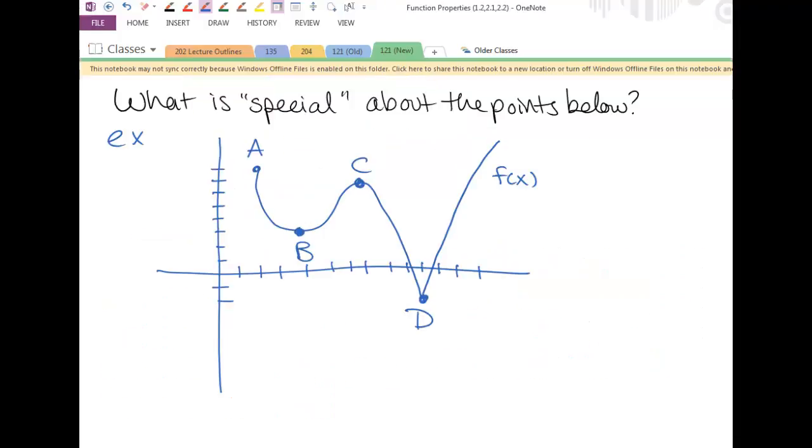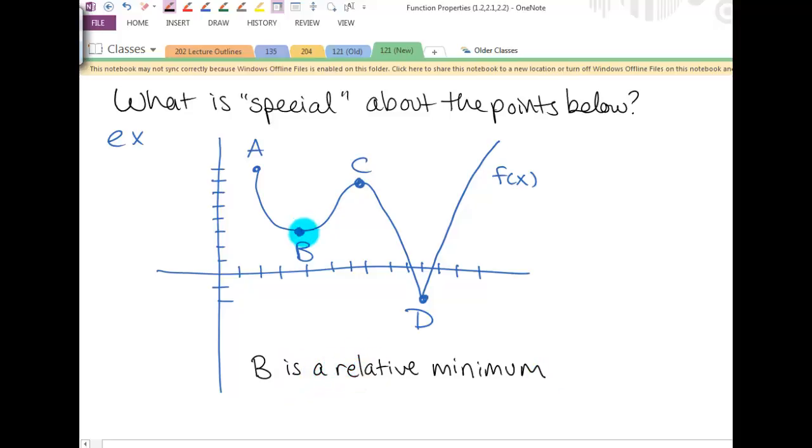Going along with increasing and decreasing, we have some special points. So in this case, we have a function that is decreasing, and then increasing, and then decreasing, and then increasing. Every time it flips like that, we get what's called either a relative maximum point or a relative minimum point. So for example, the point B is a relative minimum.